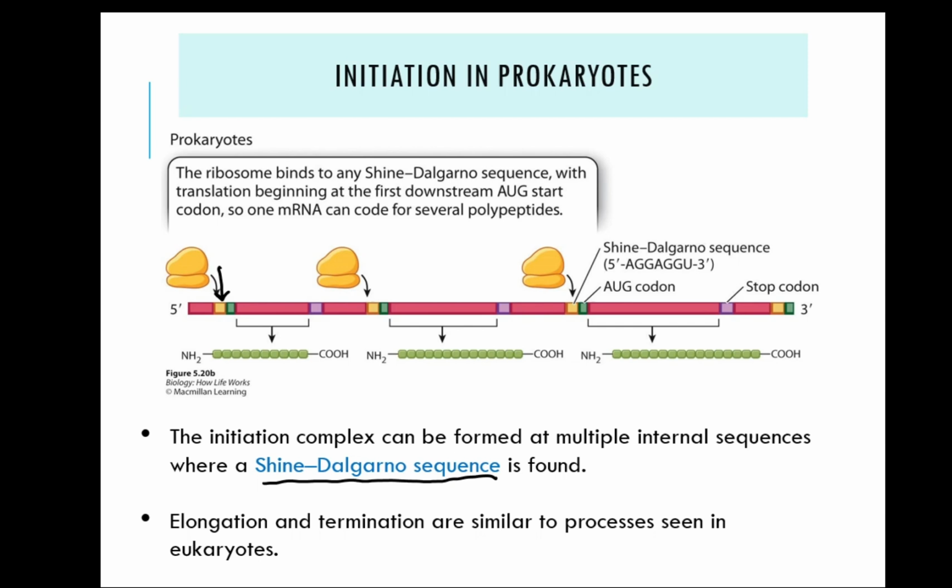And of course, only bacteria and archaea have Shine-Dalgarno sequences. So eukaryotic cells do not have a Shine-Dalgarno sequence. We have a much more complicated promoter sequence and enhancer sequences that you don't find in the microbes.